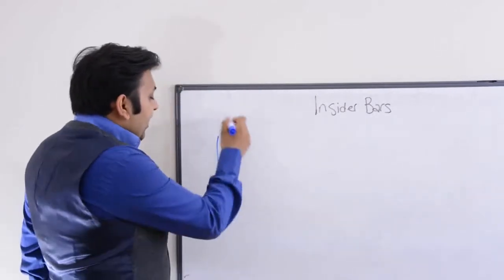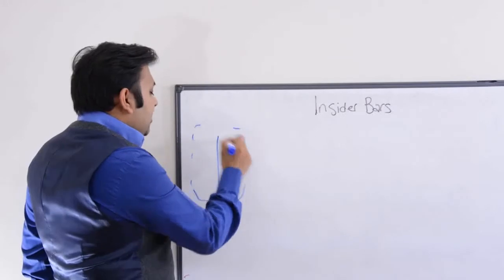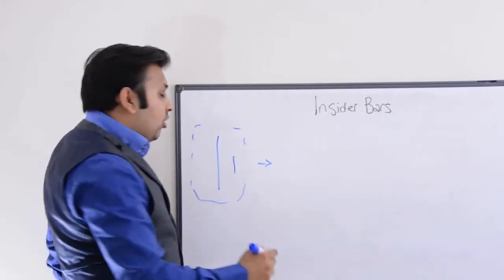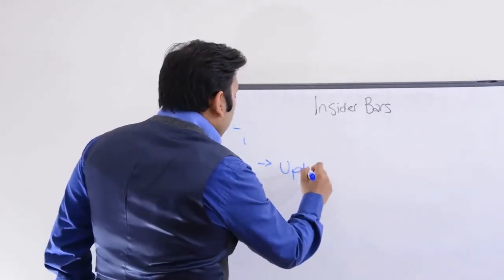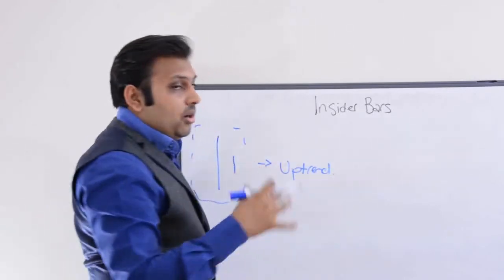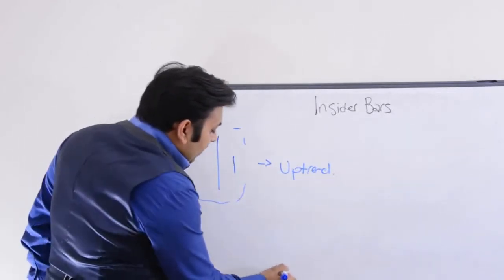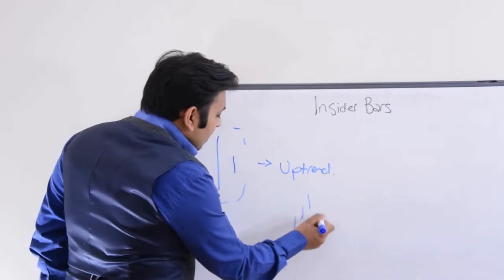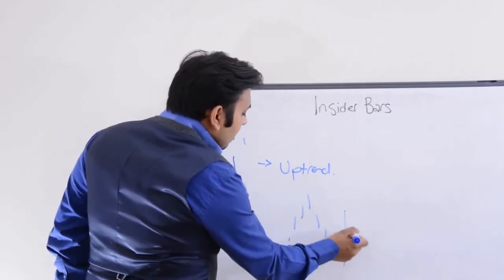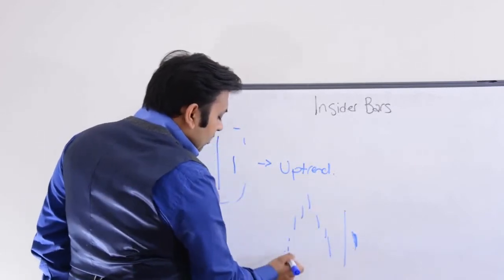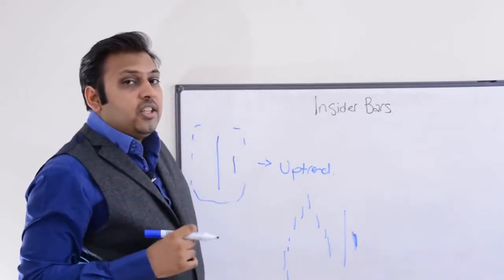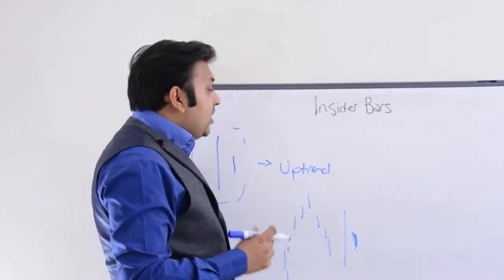So let's put this into some kind of a context. Let's say that this is a part of an already established uptrend. So we are buying the market, we're going long, and we've got this kind of a setup. So you've got this happening in the market, and suddenly you get an insider bar in an already established upward trend. So what do you then do? Right, so how do we trade this?